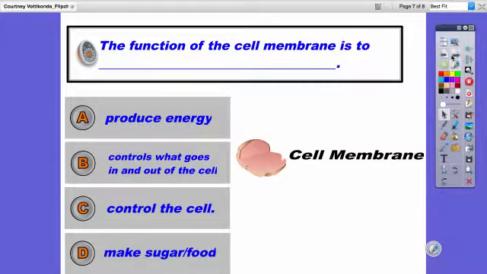So let's try one more. The function of the cell membrane is to, if you chose B, control what goes in and out of the cell, then you're correct. Remember, the cell membrane is selectively permeable, and that means that only certain molecules can come in and out of the cell. That's important for us because our cell contains the DNA, and our DNA is so sensitive, we don't want just anything coming in and out of our cells.